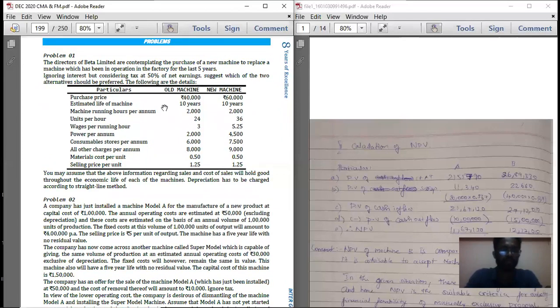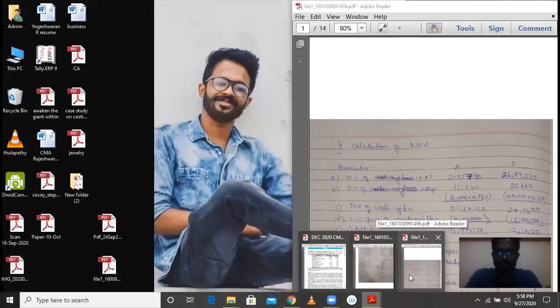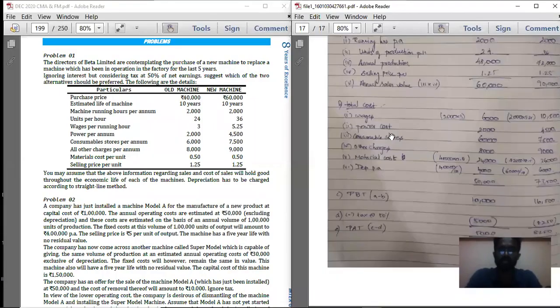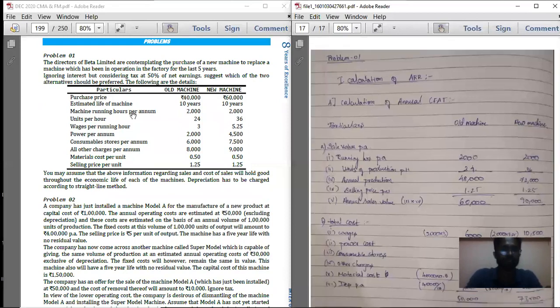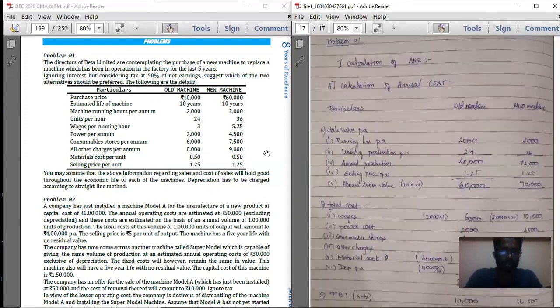So you should evaluate both the machine, that is old machine and the new machine. So here we can use NPV method because 10 years for both the options. Problem number 1. See, you can either use NPV or you can use ARR also, because accounting rate of return is also a traditional technique. Here I have a doubt whether we can use NPV or ARR. They didn't mention what to use.